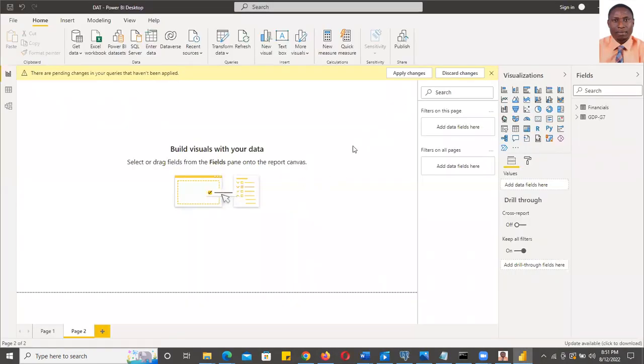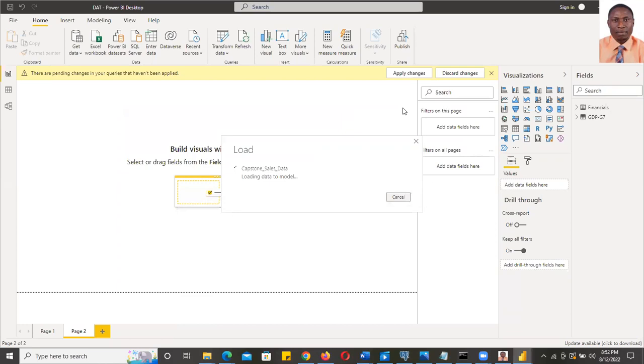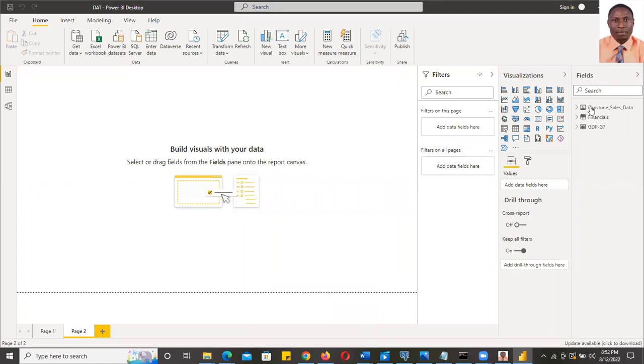Okay, very true. The dataset is loading. So let me check the question. It's loading the question. Okay, the first one, which region ranked in the most revenue? Ranked in the most revenue. So that's the first question that we'll be working on. Okay, beautiful.